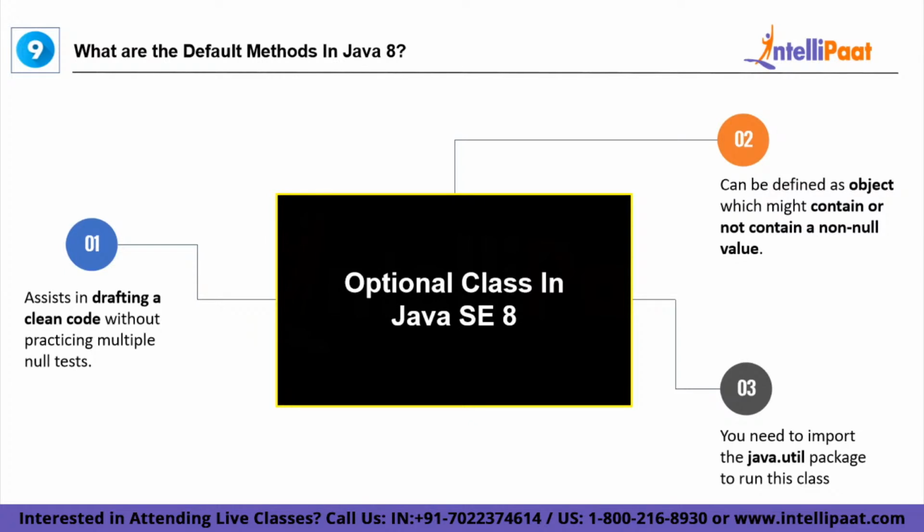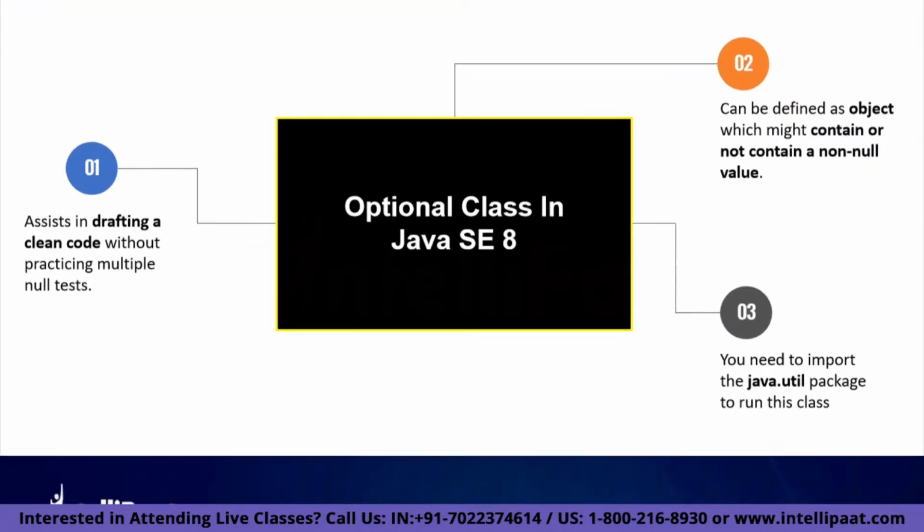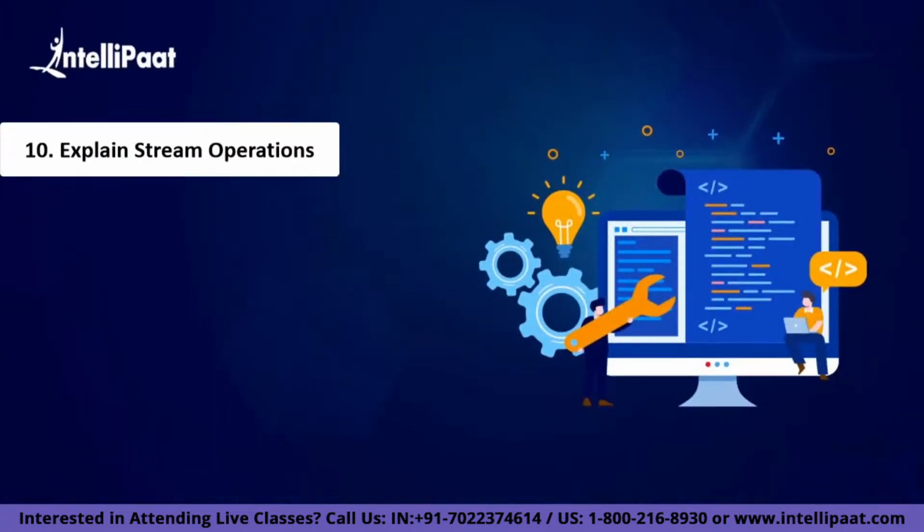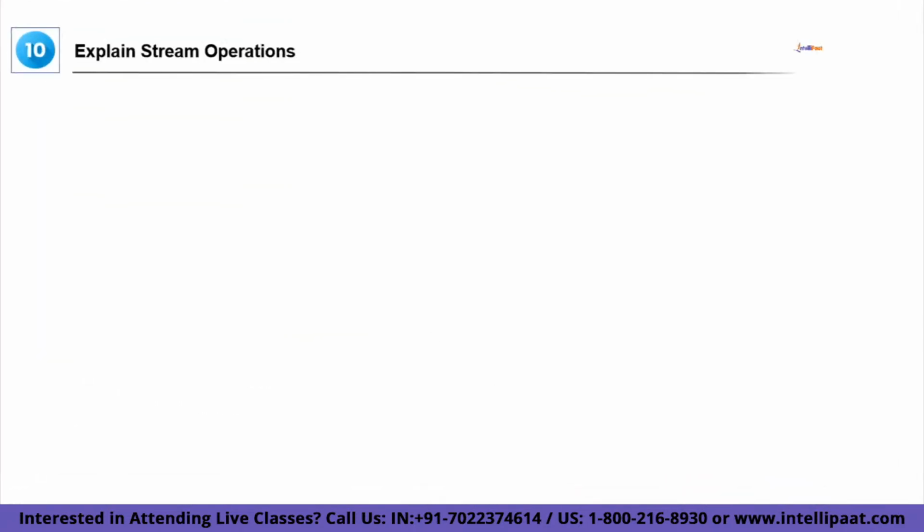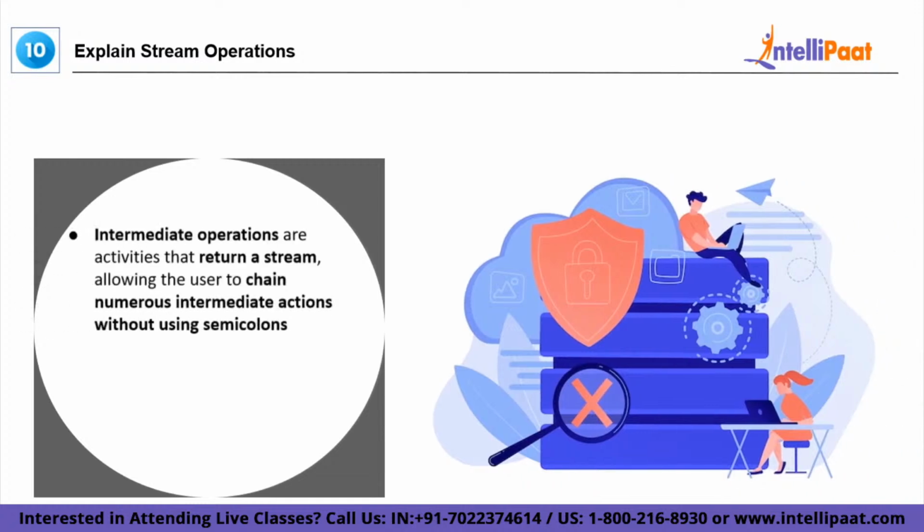The 10th question we have for you guys is explain stream operations. Java streams support two distinct sorts of operations: intermediate operations and terminal operations.